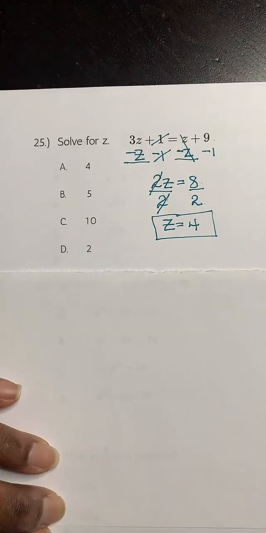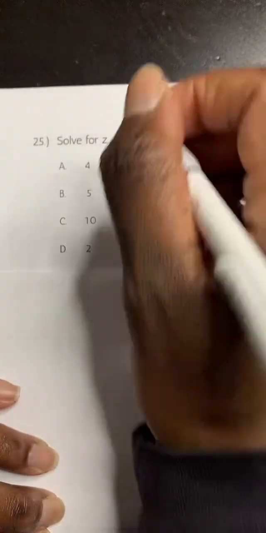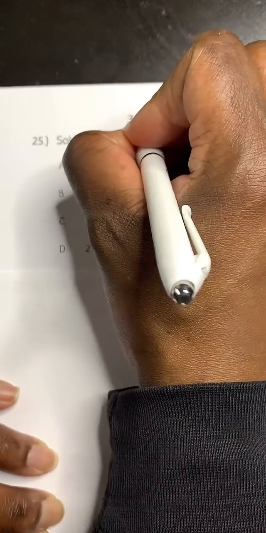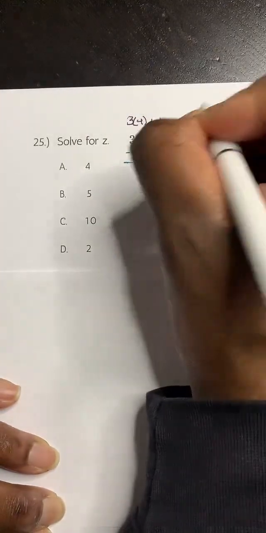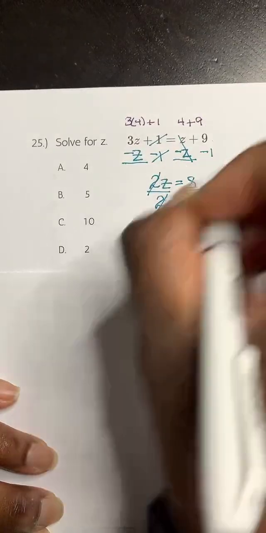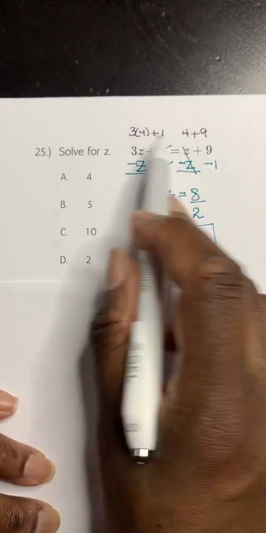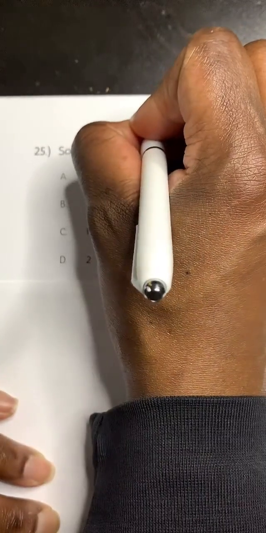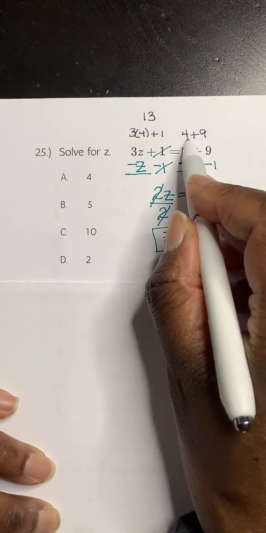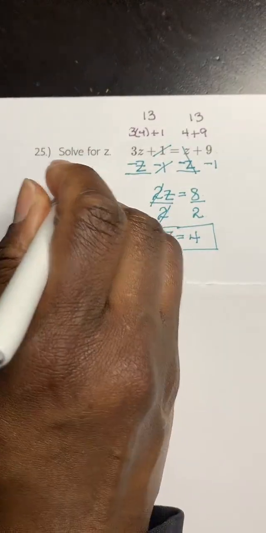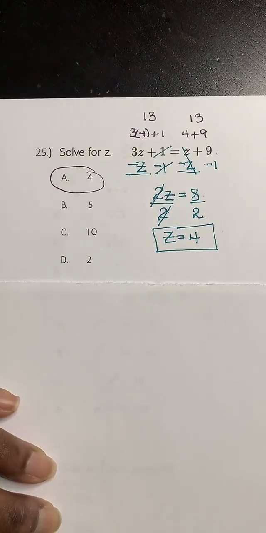If you plugged it in, you have 3 times 4 plus 1 over here, and then 4 plus 9 over here. 3 times 4 is 12, plus 1 gives you 13. And then 4 plus 9 also gives you 13. So that's why 4, or A, is going to be your answer.